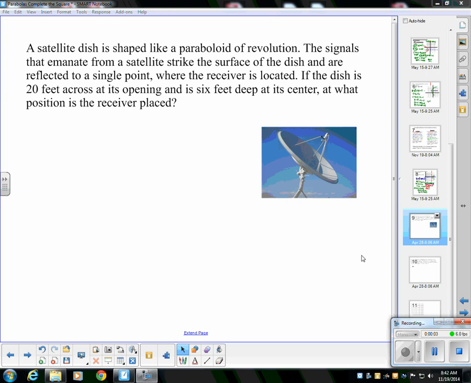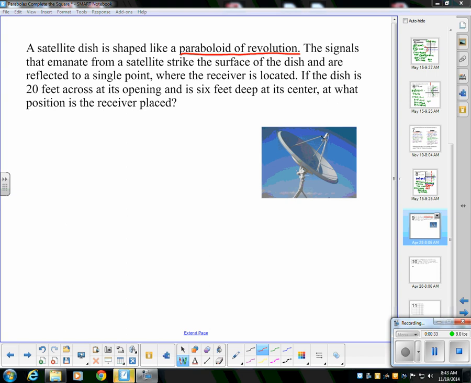Okay, this is the typical type of word problem that you'll see with parabolas. It deals with satellites and satellite dishes and that kind of stuff. One of the challenges to doing word problems is understanding exactly what's being asked of you. When you read this one, it says a satellite dish is shaped like a paraboloid of revolution. Paraboloid of revolution. Now that's just a fancy way of saying it's shaped like a bowl. More really, this tells you that it's shaped like a parabola.